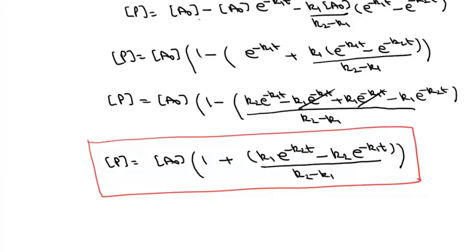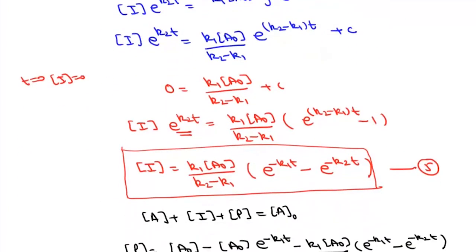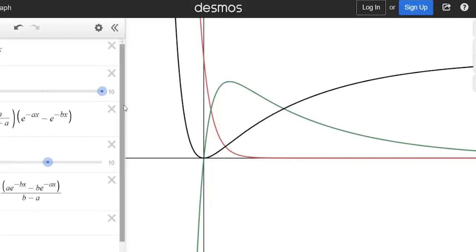So we have worked out concentration of A at any time, concentration of this intermediate, and concentration of this product P. Now what I'll do is I'll punch in some values in Desmos and we'll see what's the relationship between the three graphs. Now this red graph, it represents decay of A. So this A, it decays exponentially.